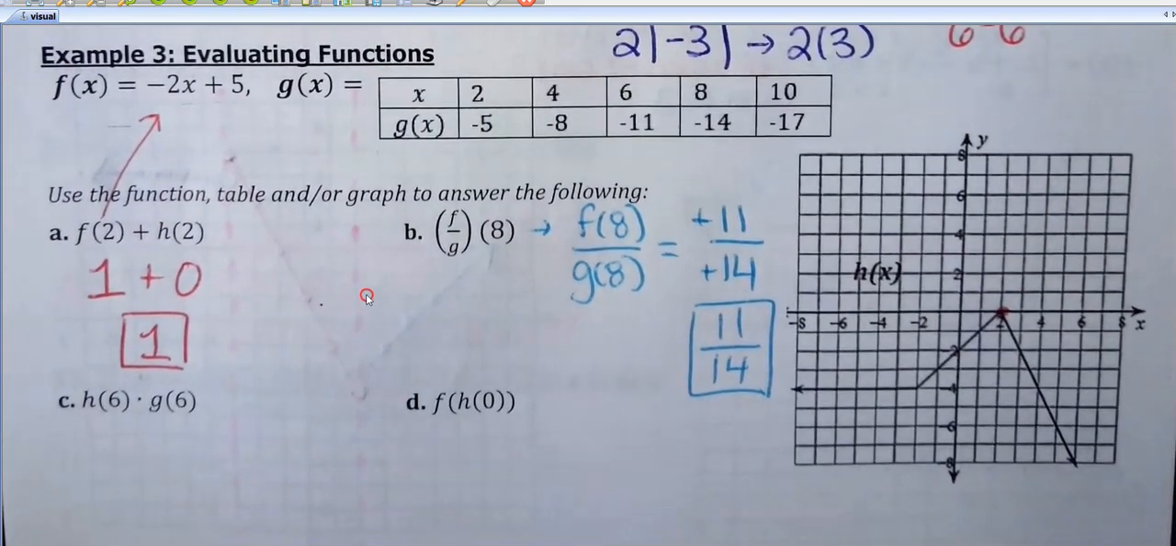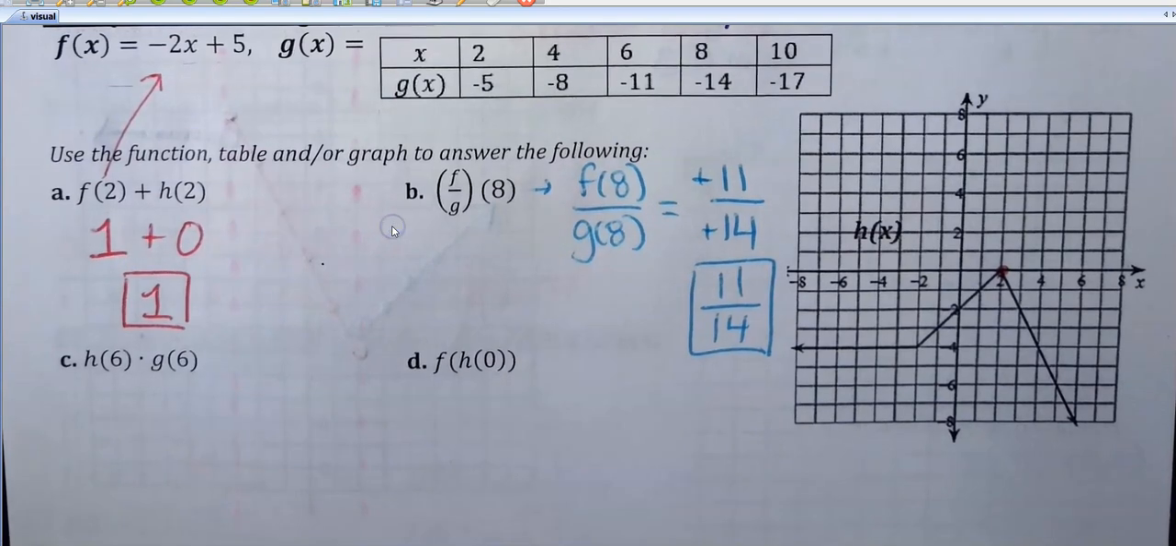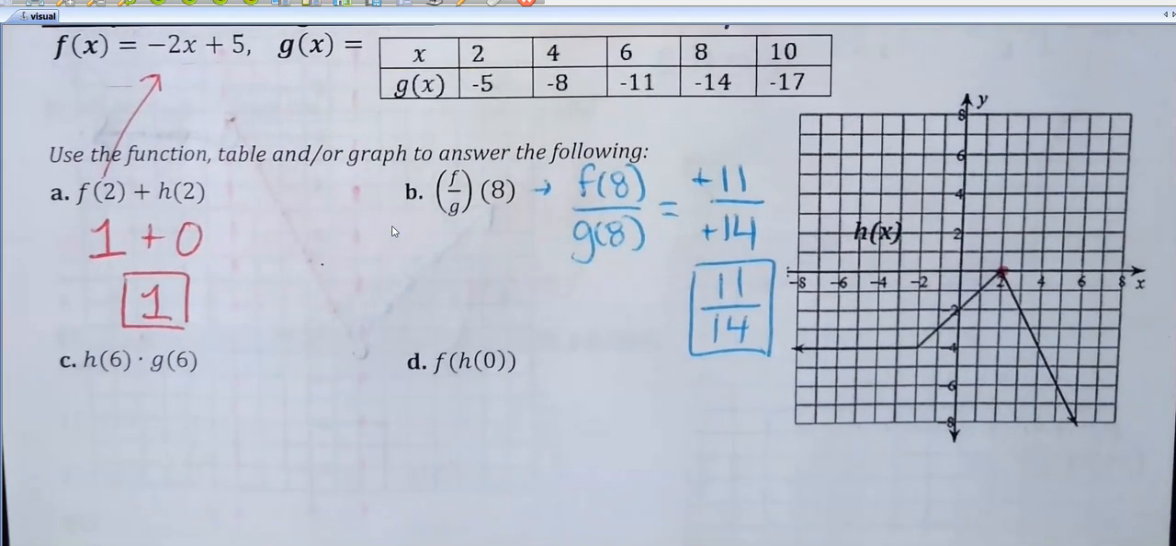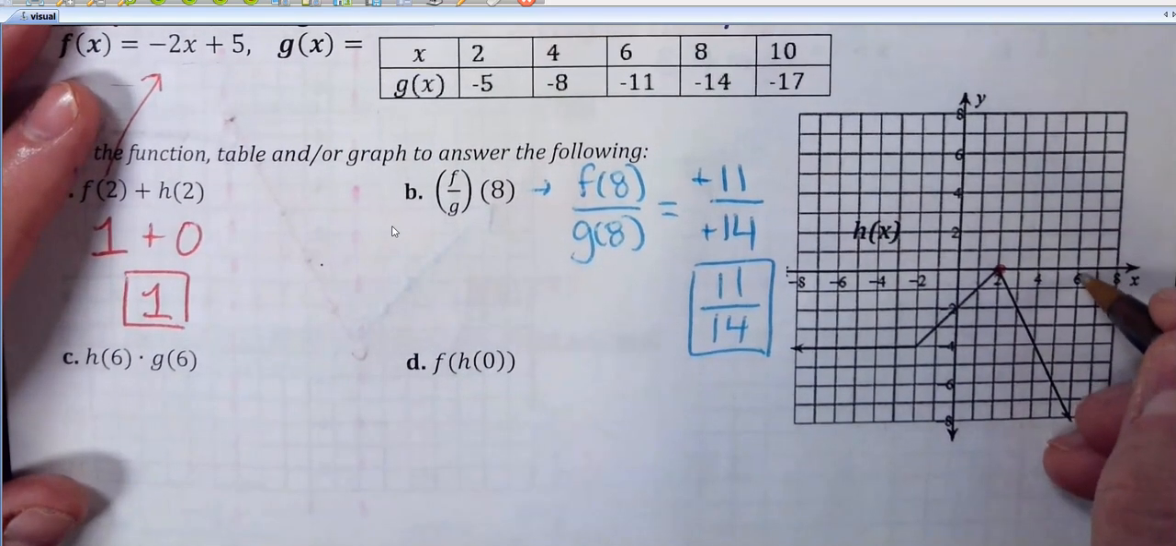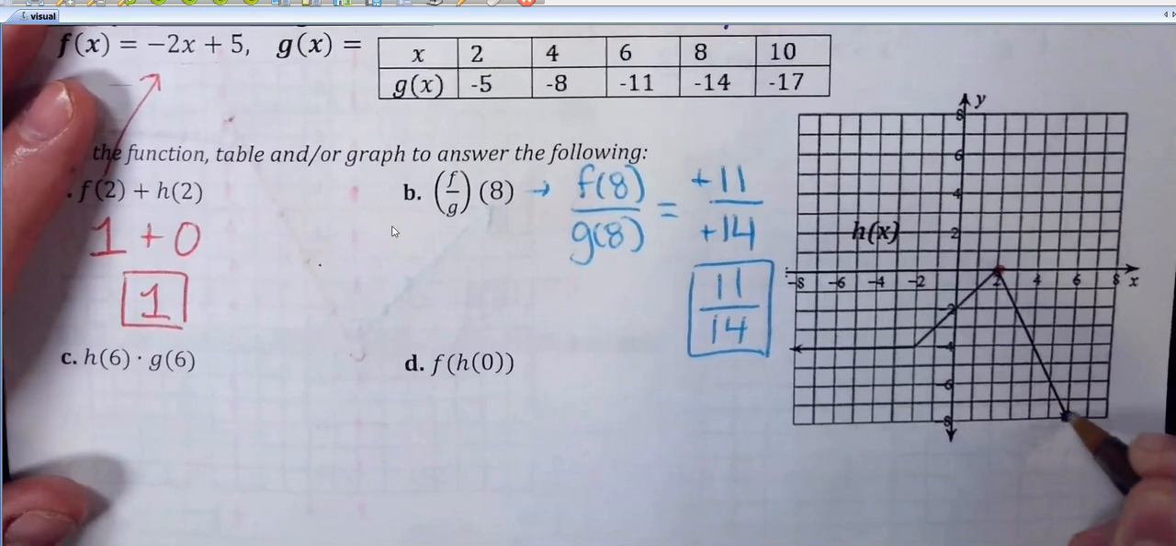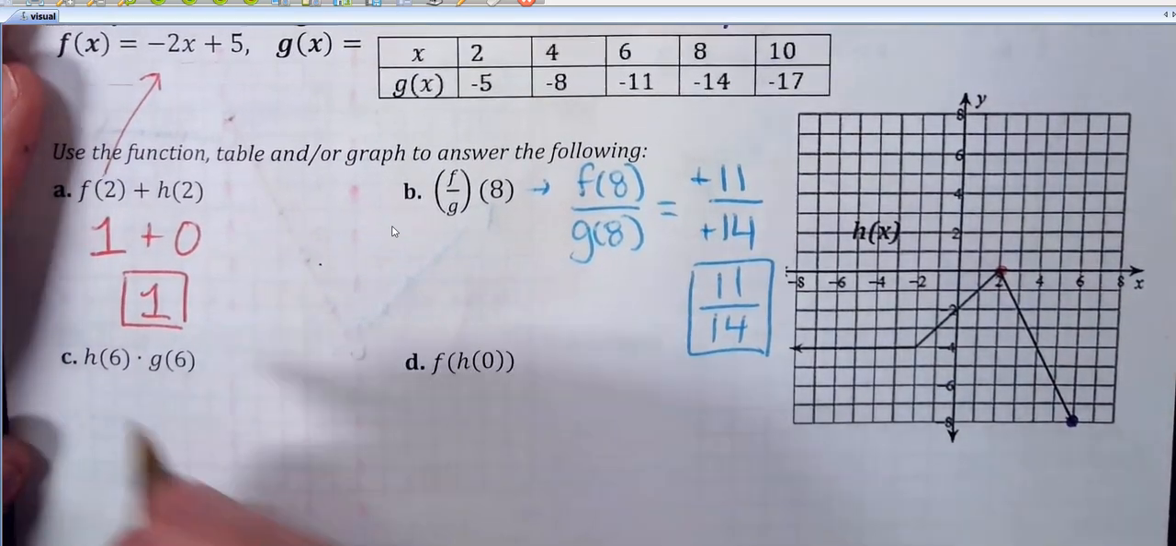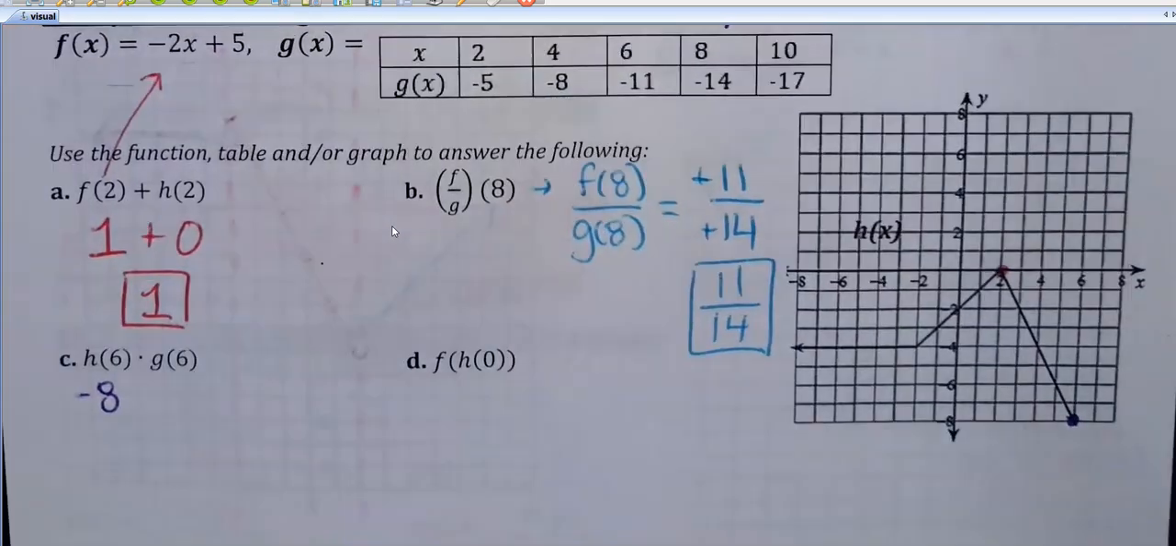All right, let's see if I can move this up just a little bit. Okay, h of 6. If I look at the graph, I'm telling you my x-coordinate's 6. What would you tell me h of 6 is from the graph? Can you tell? What would h of 6 be from the graph? It should be negative 8. Here's 6. You got to meet the graph. It would be this point right down here. So it'd be 6, negative 8. So negative 8 is what h of 6 would be equal to.